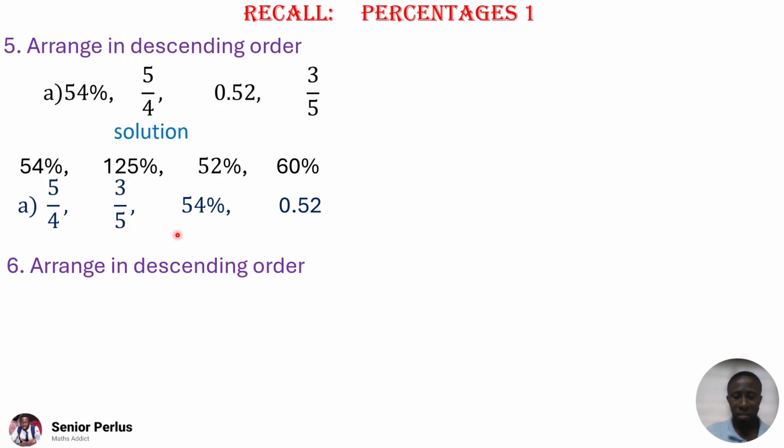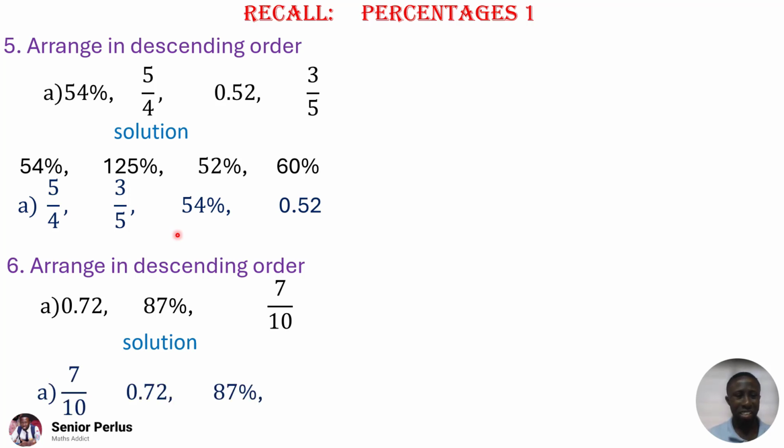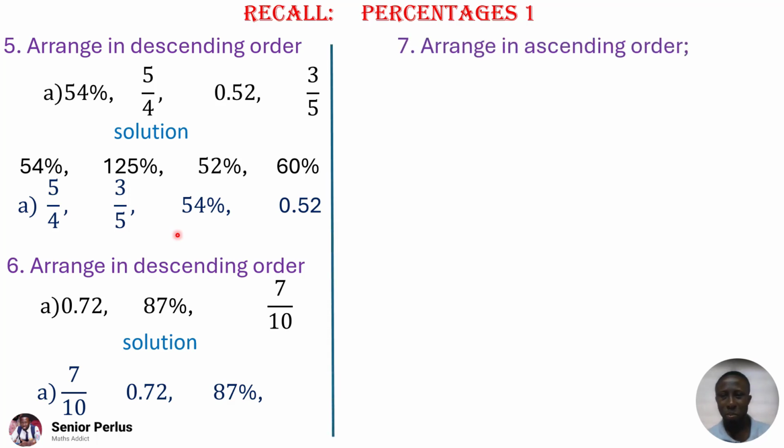The same thing. Number 6: arrange it in descending order. Good. So, solution. I'm waiting for your answers. Yes. Good. This is your answer. So the next one, arrange in ascending order. So you just arrange this in ascending order.